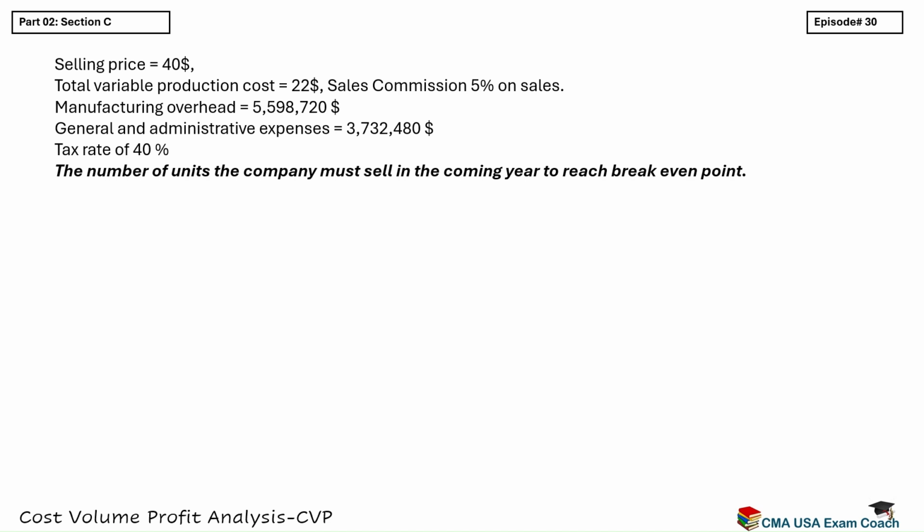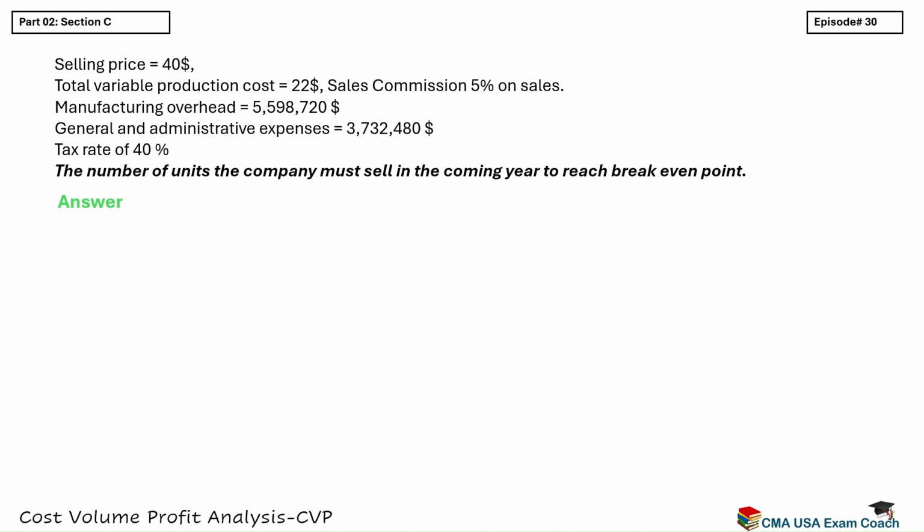Manufacturing overhead is $5,598,720. General and administrative expenses are $3,732,480. The tax rate is 40%. Now, based on this information, we need to calculate the number of units the company must sell in the coming year to reach the break-even point. That means no profit and no loss. Let's start solving step by step.